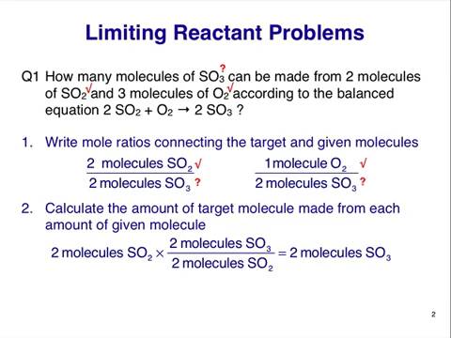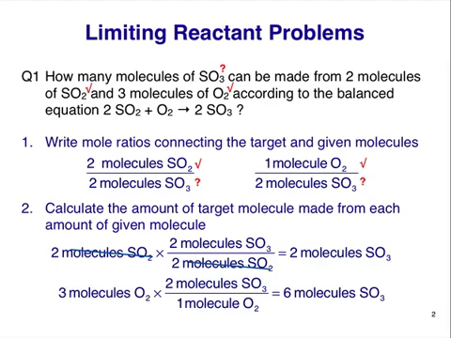Here's the first calculation. We have used the given amount of the first reactant, SO2, and multiplied it by a mole ratio that contains SO2 and the unknown. Actually, this is the left-hand mole ratio above, but flipped upside down. Notice how the units cancel? This is really just a unit conversion problem. Working the math gives the answer 2 molecules of SO3 can be made from 2 molecules of SO2.